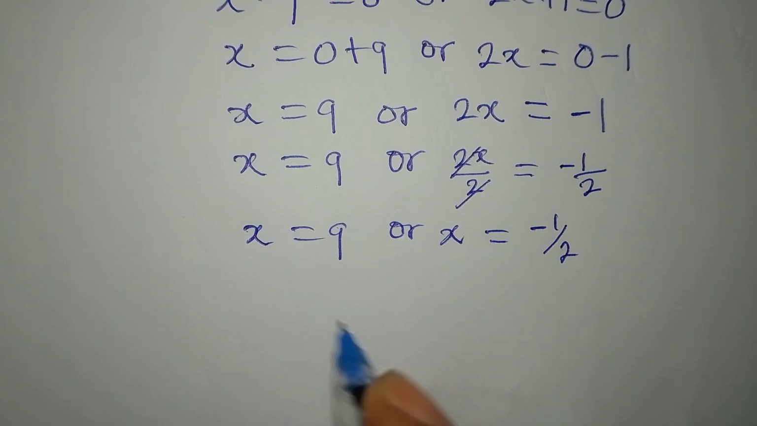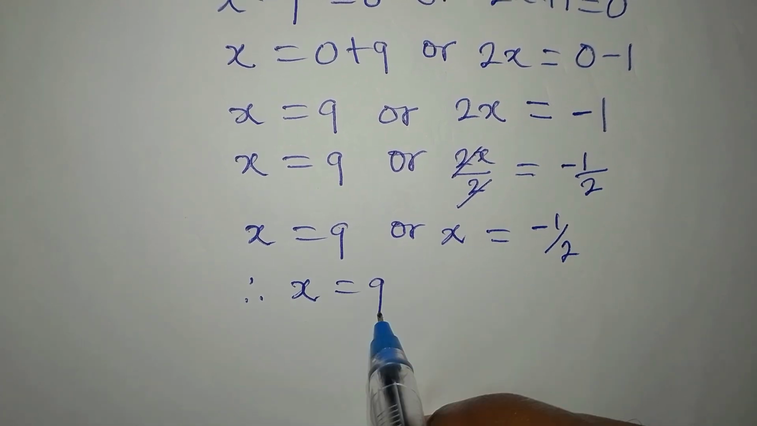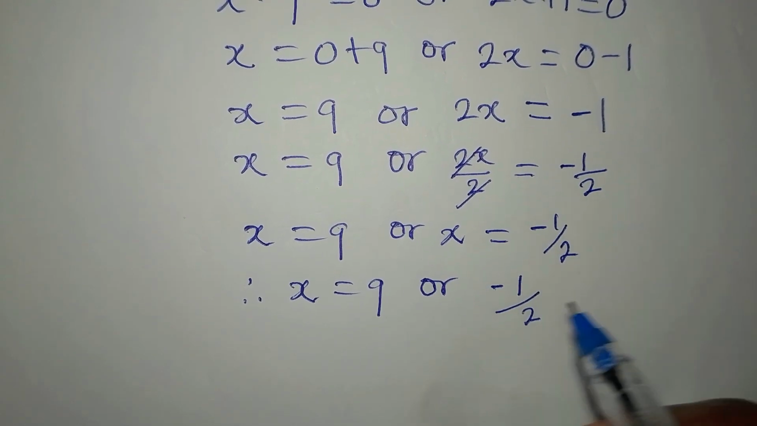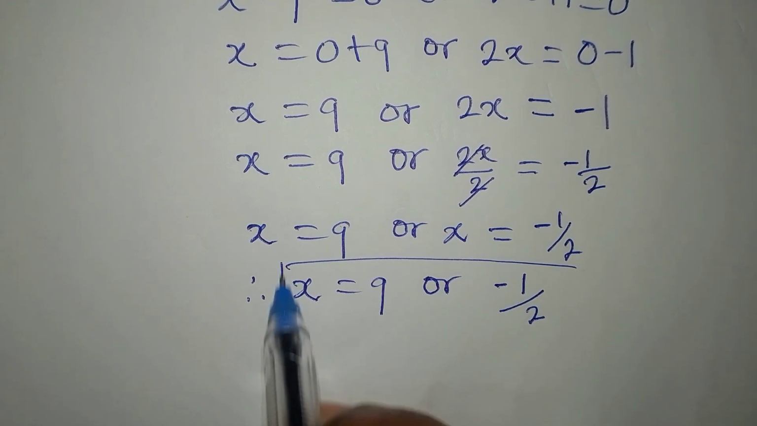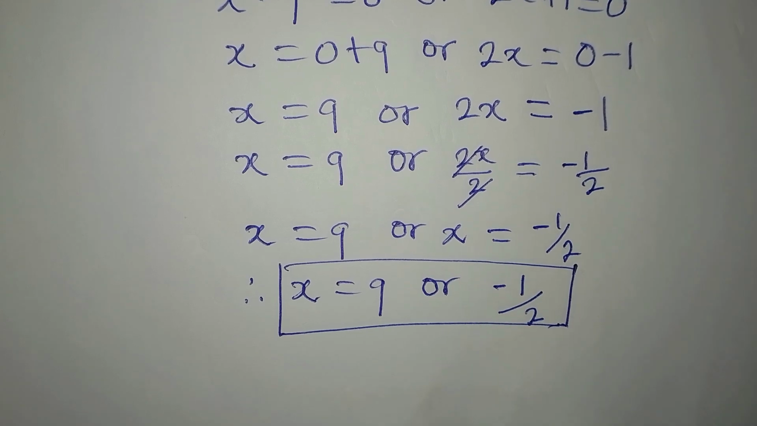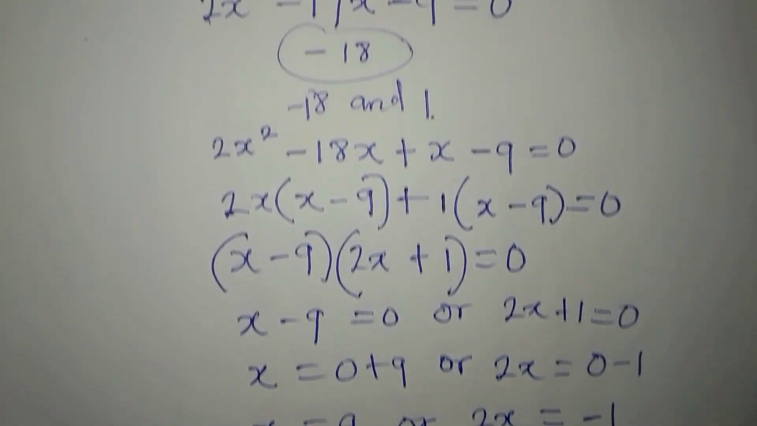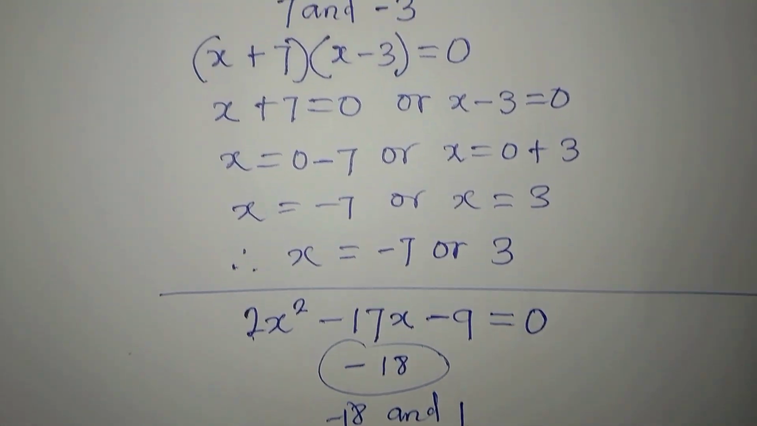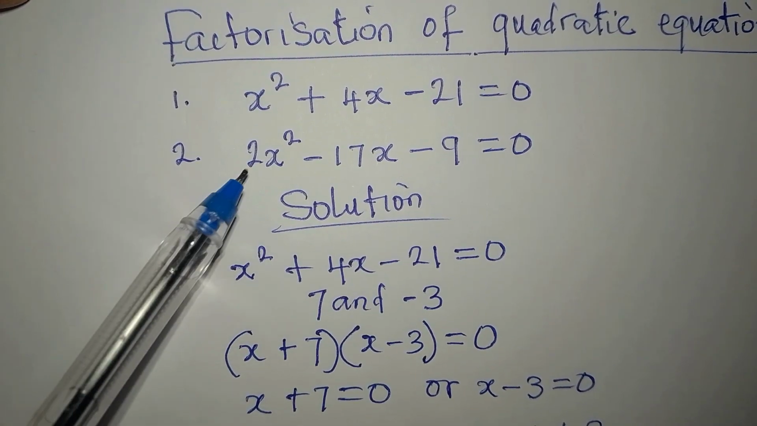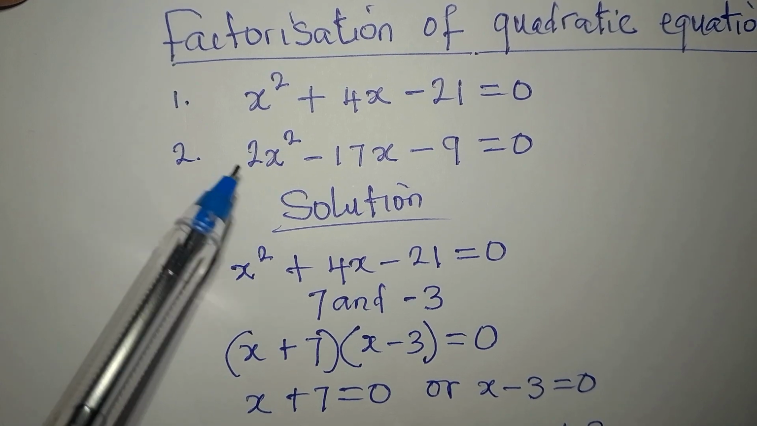Now let's bring the two solutions together. Therefore, x is equal to 9, or minus 1 over 2. So from here we have the solution to the second quadratic equation. Now, what is the difference between the first quadratic equation and the second quadratic equation? The difference is the number here before the coefficient of x squared, and that is the only thing.